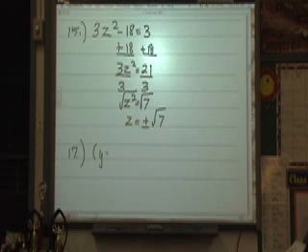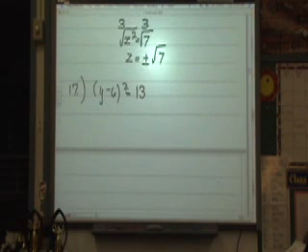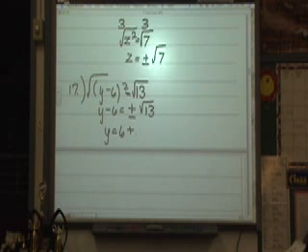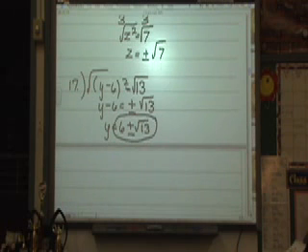17, the quantity y minus 6 squared equals 13. The perfect square is isolated. Take the square root of both sides. Y minus 6 equals positive and negative radical 13. Get the y by itself, add 6 to both sides, so that would be y equals 6 plus radical 13 and 6 minus radical 13. You can write your answer like that.